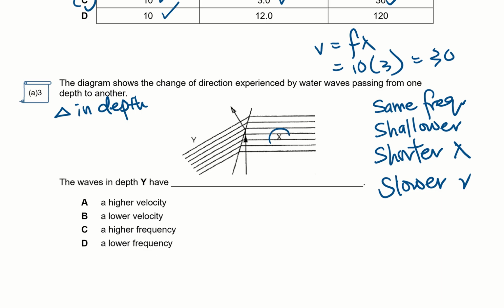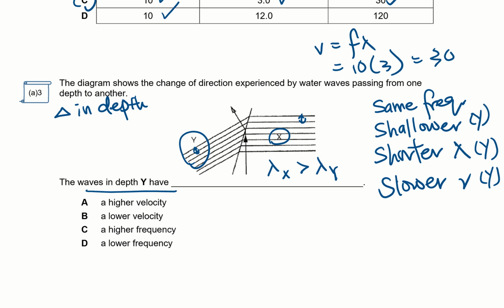If I look at Y and X, here, this is the wavelength. The wavelength of X is larger than the wavelength at Y. So the wavelength is shorter at Y. That means it's going to be slower at Y, which means it's shallower at Y. So C and D are straight away wrong, because the frequency will not change. The wave in depth Y will be slower, with a lower velocity. So B. Simple.